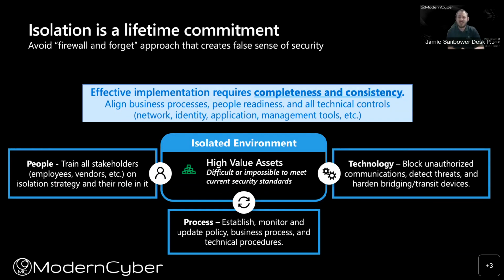From a technology standpoint, you have to get better at being able to block unauthorized communications, detect threats, and harden the transit and bridging devices across the environment. This means good encryption. That means having visibility into whether or not the traffic's encrypted. You'll see in the zero trust maturity model that having the appropriate visibility, but also having the appropriate visibility into encrypted communications, is a requirement to be in that optimal maturity state.